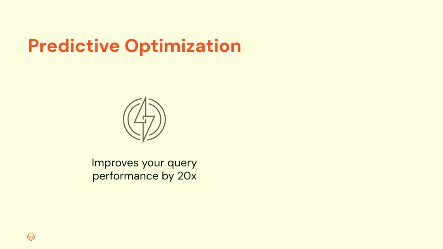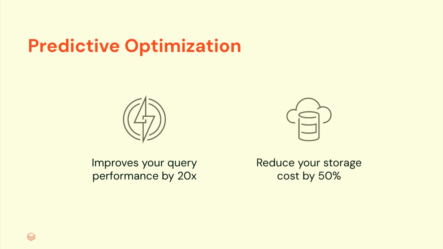And what is the net effect? With predictive optimization enabled, you'll see your queries running faster, even up to 20 times. You also see the total cost of ownership going down, as predictive optimization can halve your storage costs. Now let me pass it on to Naga to give us a deep dive into how predictive optimization works behind the scenes.